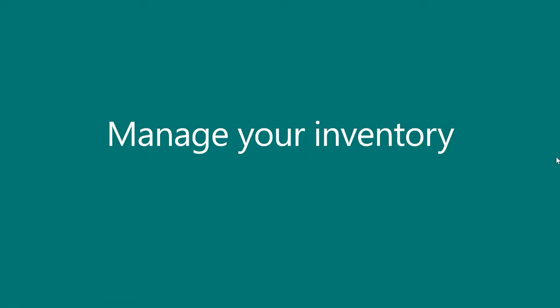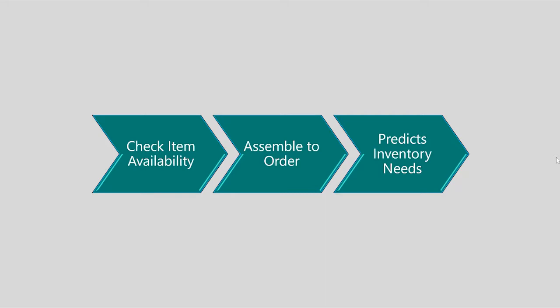In this demonstration, we'll show you how to manage your inventory using Dynamics 365 Business Central. We'll begin by showing you how to check item availability, if you're using multiple locations or warehouses, what that looks like. Then we'll follow the process of assembling an order, so creating a kit. And then we'll leverage technology, AI or artificial intelligence, to predict some of the inventory needs that I may not realize I need in my business.